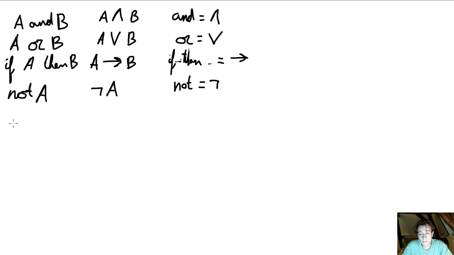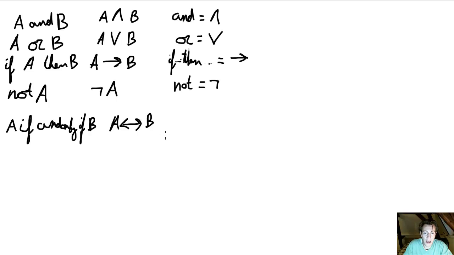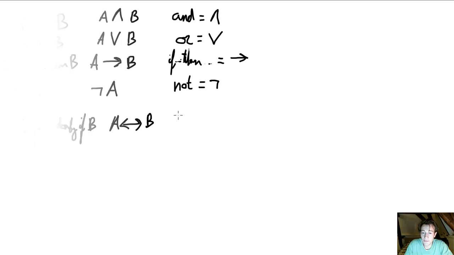And we then have if and only if. So A is true if and only if B. We can shorten this by a double arrow, or an arrow with two heads or something. And this is called if and only if. In Dutch we say dan en slechts dan.